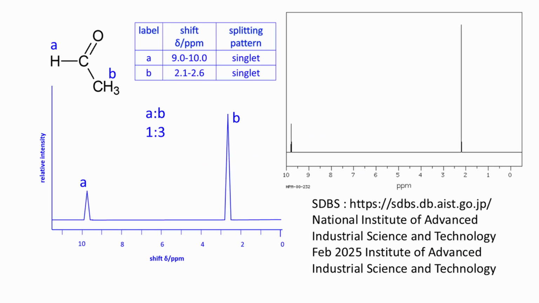The actual proton NMR spectrum for this compound is shown on the top right of the screen. You can see that this is quite similar to my representation. I have used a free spectral database from the Institute of Advanced Industrial Science and Technology. Full details are in the description. The integration ratio showing how many protons are in each environment is not shown on these spectra. However, you would expect the integration ratio of A to B to be 1 to 3.